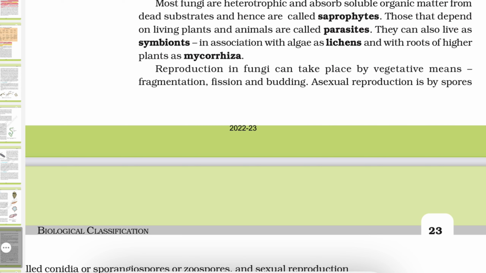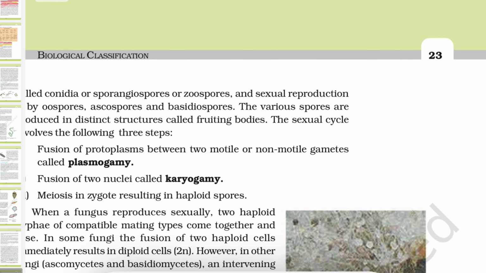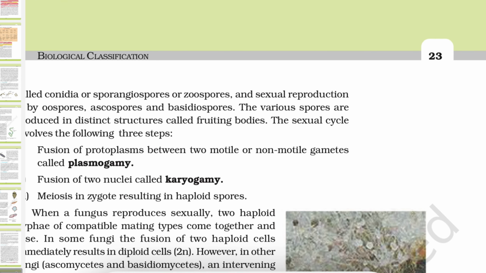Now we are dealing with kingdom fungi. In our previous video we have seen the introduction of the kingdom fungi, and in this video we will see a very important topic, that is reproduction within the kingdom fungi. Now what are the types of reproduction that fungi perform? Fungi perform three types of reproduction. First is vegetative reproduction, the second is asexual reproduction, and the last but not the least is sexual reproduction.